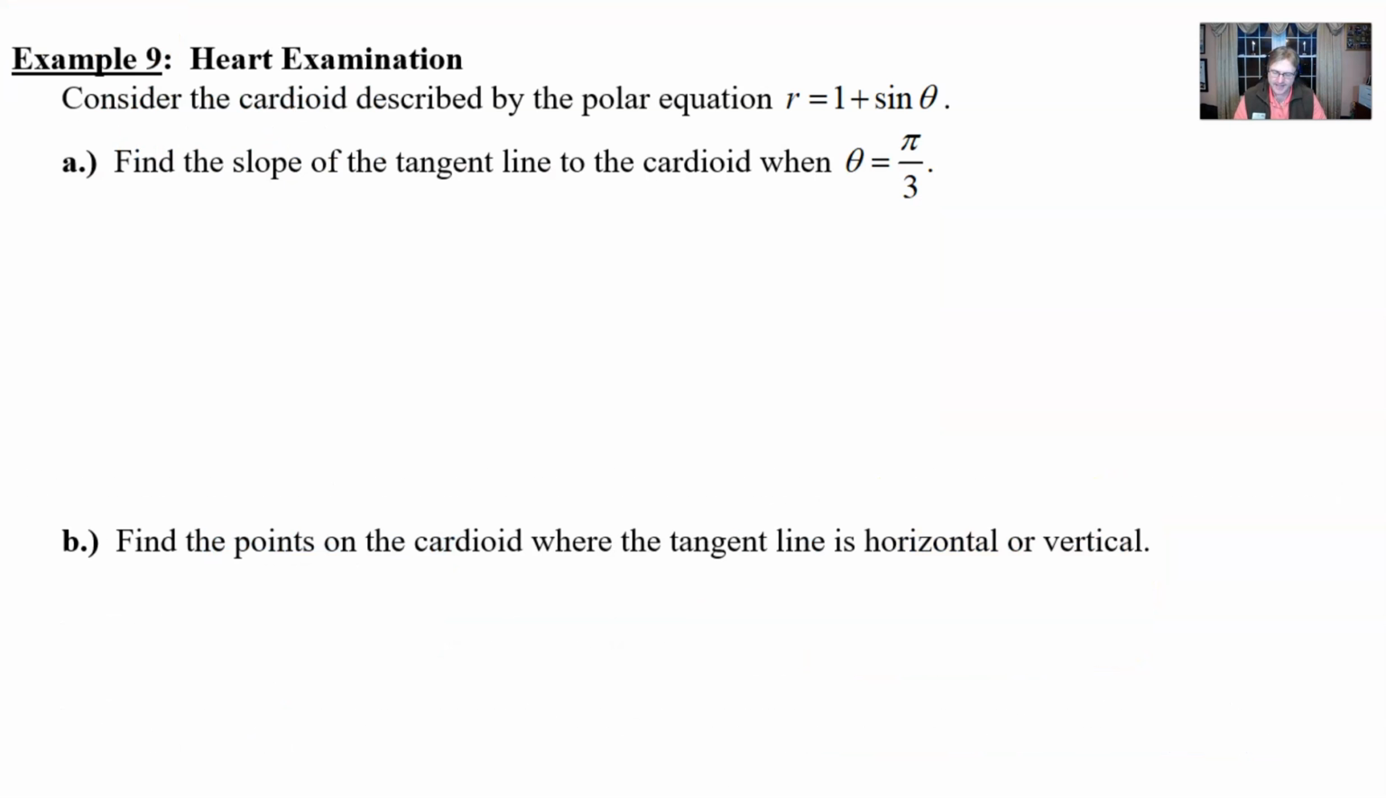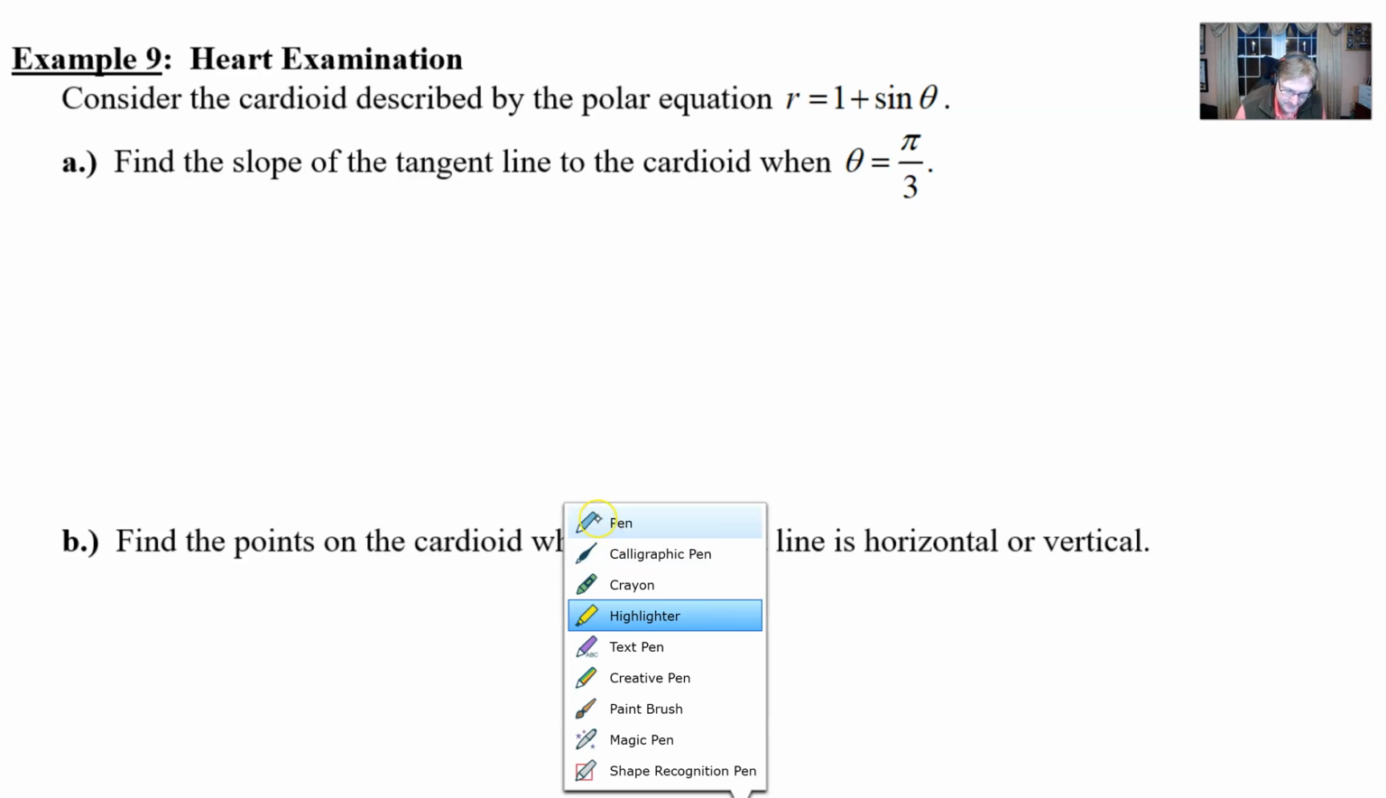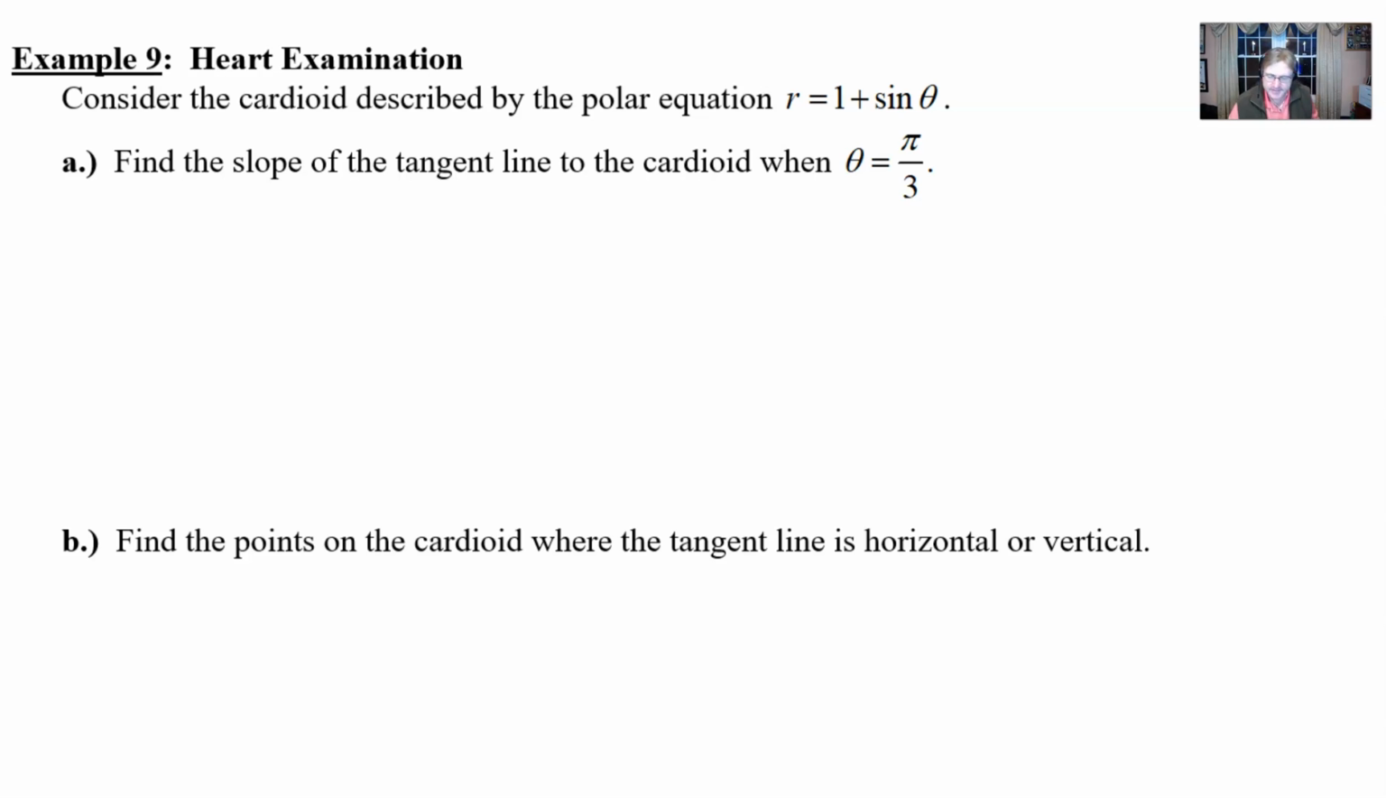So with that, let's take a look at our official example number 9. The very first thing that we're going to do with this is to read it. It says a heart examination. Consider the cardioid, get it? Cardioid, heart examination, described by the polar equation r equal 1 plus sine of theta.